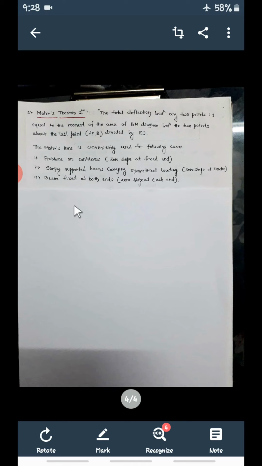So if you want to find the slope, first draw the bending moment diagram, then take the area of the bending moment diagram between 2 points divided by EI, which will give the slope. Similarly, the second one is Moore's theorem 2, or Moore's second theorem. The first theorem is related to slope, the second theorem is related to deflection. The total deflection between any 2 points is equal to the moment of the area of the bending moment diagram between 2 points about the last point, that is B.